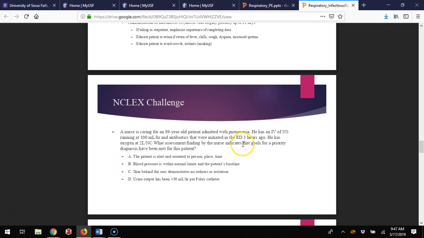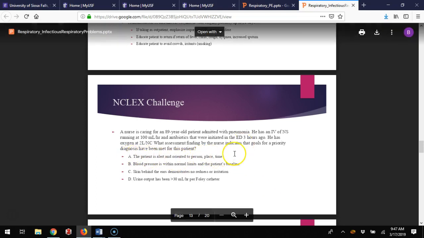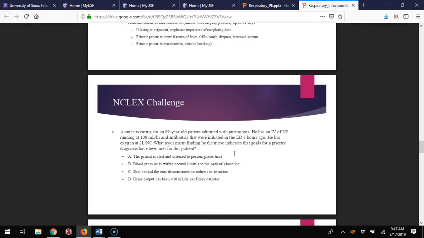So the first one that I would probably say is that A is probably your correct answer, because you're perfusing well and you're oxygenating well, and that's a huge component for this. Of course, you want good blood pressure to be within normal limits. It doesn't say anything that his blood pressure was off with this.